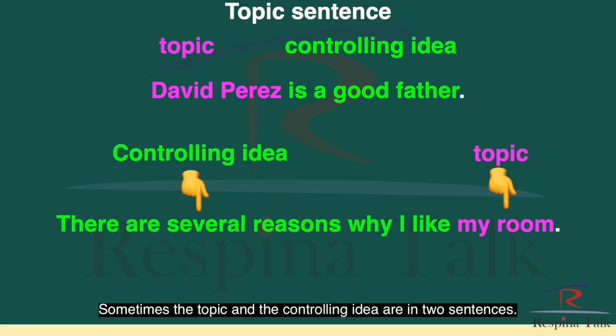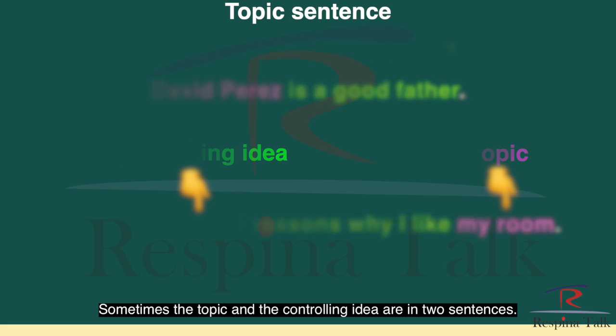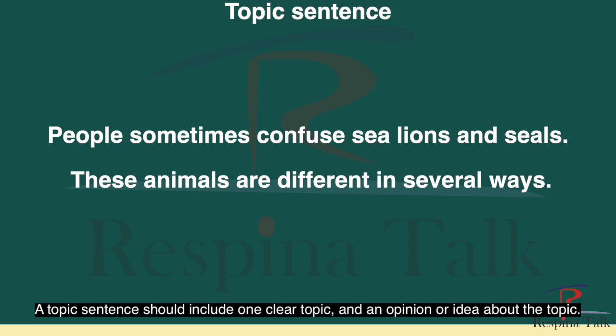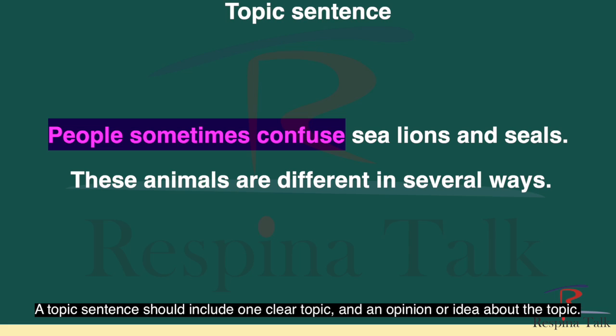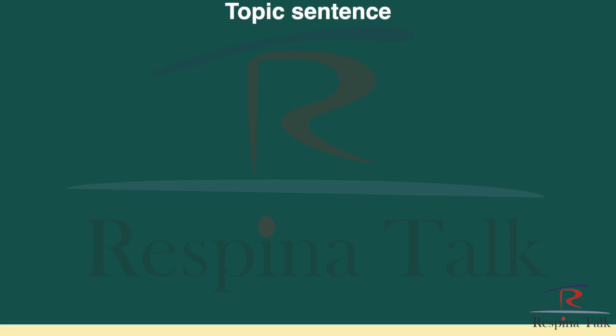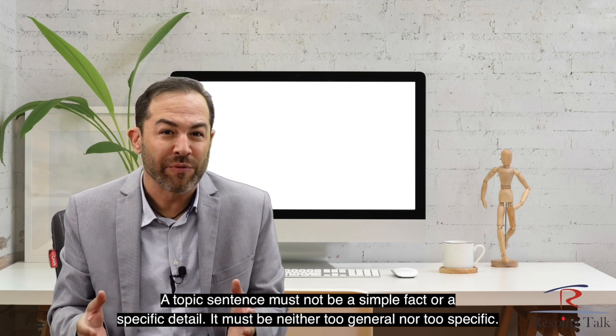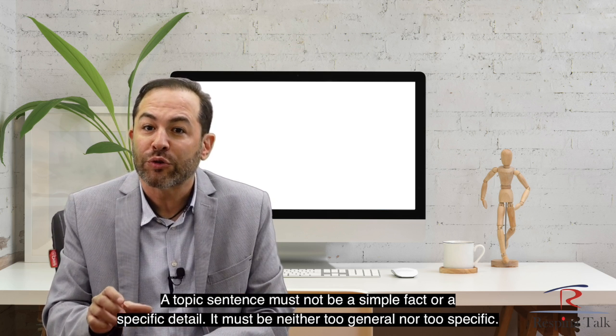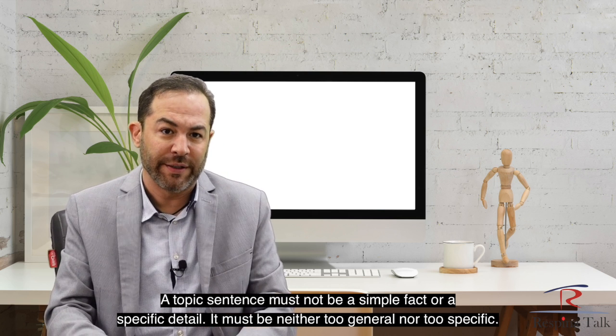Sometimes the topic and the controlling idea are in two sentences. Look at this example. People sometimes confuse sea lions and seals. These animals are different in several ways. Now, a topic sentence should include one clear topic and an opinion or an idea about the topic. A topic sentence must not be a simple fact or a specific detail. It must be neither too general nor too specific.